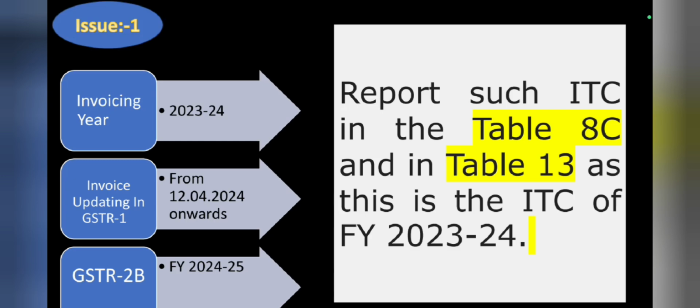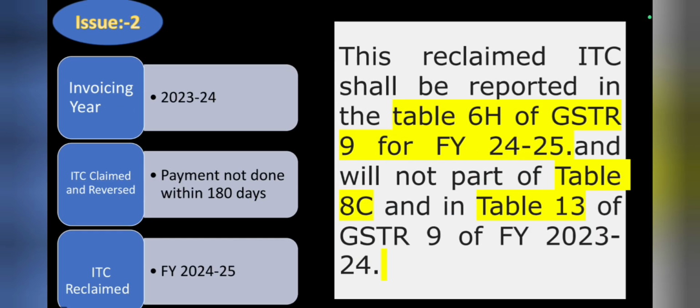So this will become a part of the GSTR 2B of the next year. That's why we have to report this value in table 8C as well as in table 13 of the GSTR 9. So we have to report this value in table 8C and table 13, right? Okay, so we are proceeding to issue number 2.